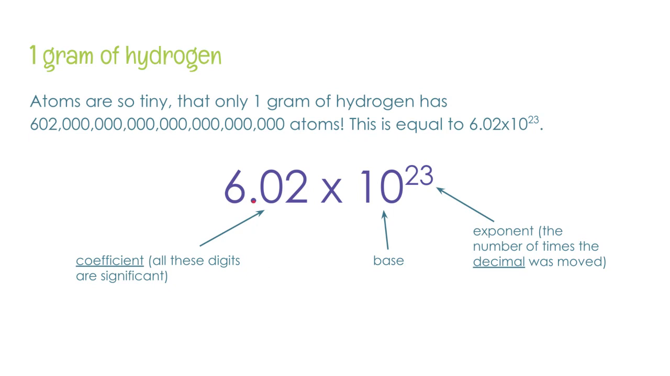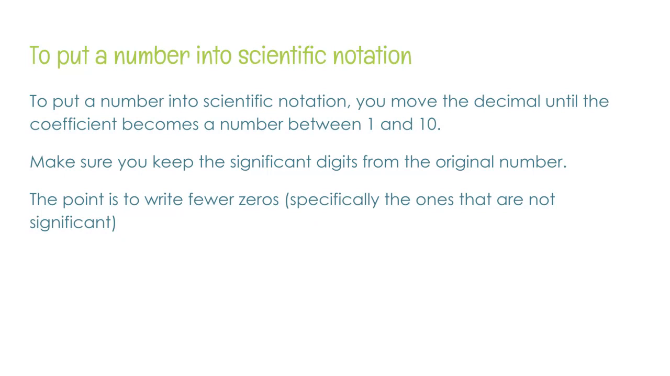Technically, if I had made this 60.2 times 10 to the 22nd, mathematically, that will come out to this same correct number, but it's gross. 60.2 is not between 1 and 10. It doesn't allow for any type of uniformity. Keep your coefficients between 1 and 10. You also are going to want to keep as many of the significant digits as you can from the original number.